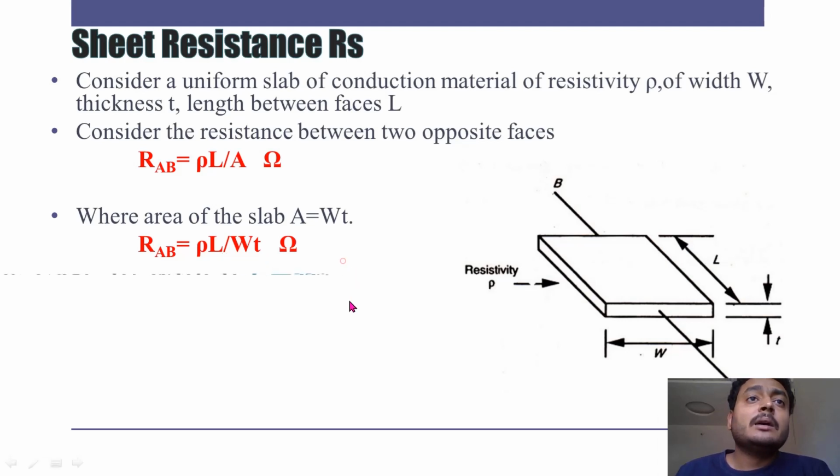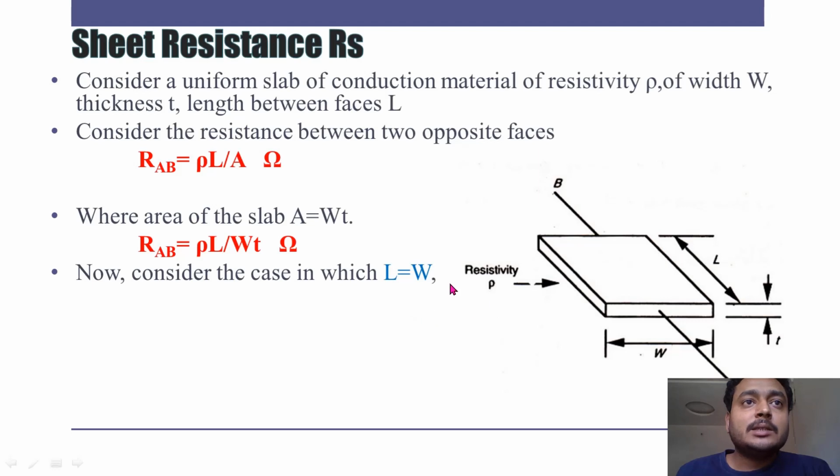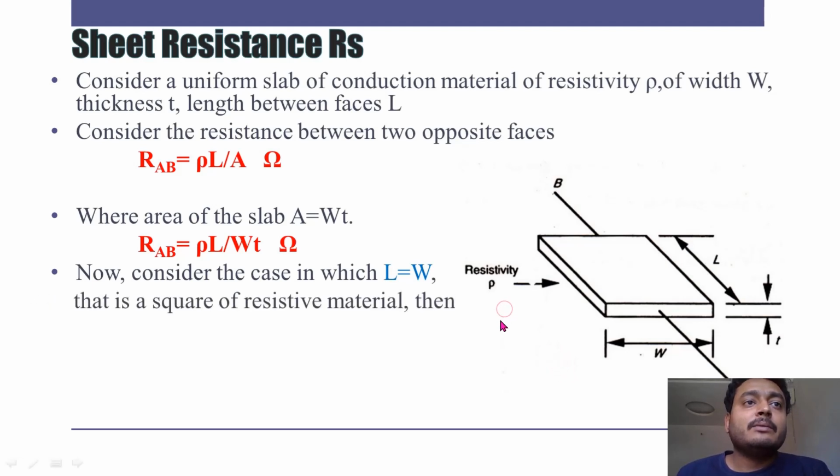Now we can consider the case where the length is equal to W. That is what we call a unit square. In that case L is equal to W, so it becomes a square, and the L by W ratio will become 1. So we are left with rho by T.